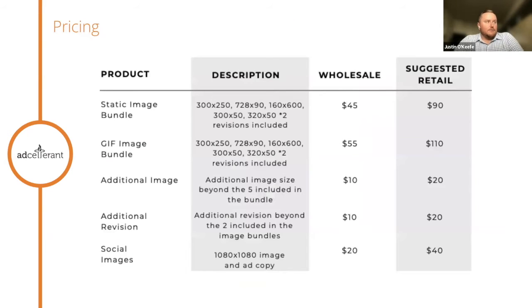So to quickly walk through what each bundle actually entails. A static image bundle, those 5 images are pretty standard when it comes to a programmatic campaign. Like I said, 300 by 250, 728 by 90, 160 by 600, and 2 mobile versions, 300 by 50 and 320 by 50. Each bundle includes 2 free revisions. If it goes beyond that, we do charge an additional revision charge.